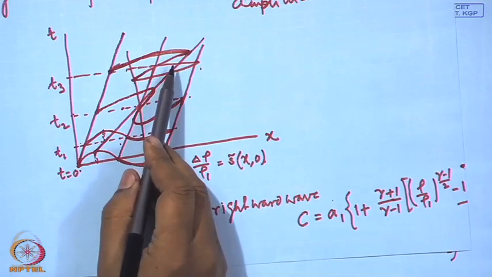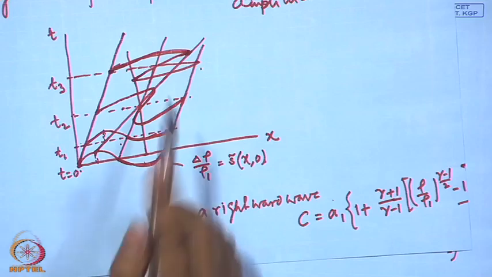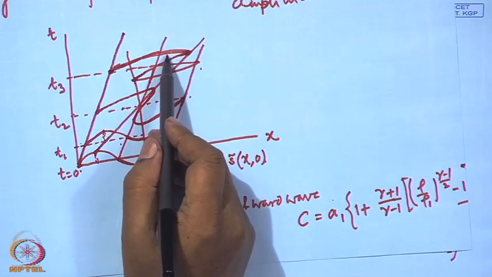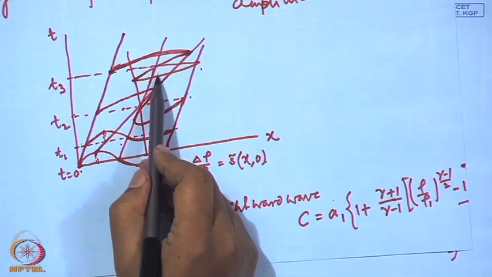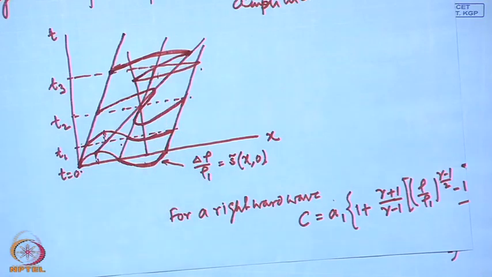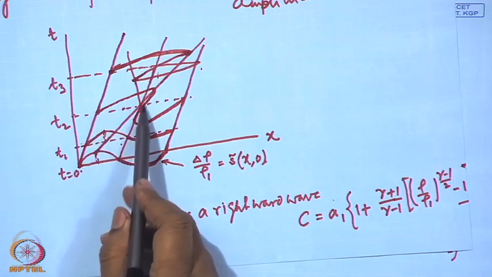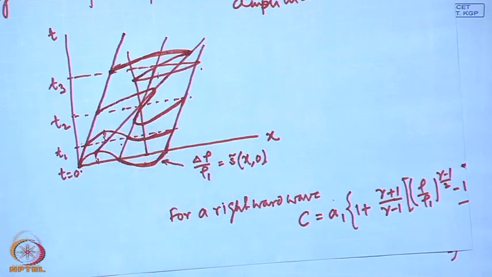Of course, this is physically not possible, because it implies that there are 3 values of density at a particular given point in this region. This of course cannot happen, and consequently we can say that this situation will never be reached. In fact, even the situation that is shown at t 2 will also not be reached.